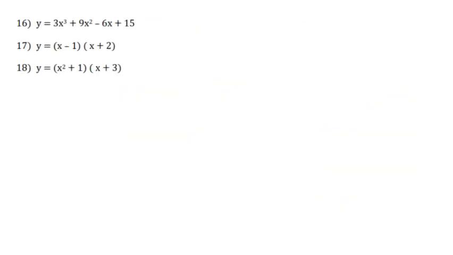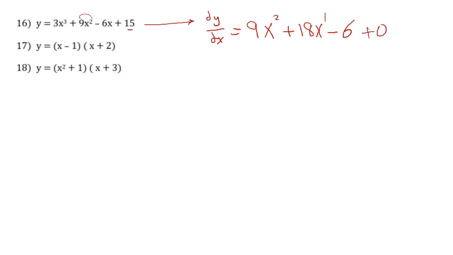Number 16, y is equal to 3x to the power of 3 plus 9x squared minus 6x plus 15. And as we can see, it's written in terms of power of x, so directly I can find dy by dx for each term. 3x to the power of 3, I'm going to put down the exponent, so 3 by 3 is 9, subtracting 1 from the power, so it's x squared. Plus 2 multiplied by 9 is 18, subtracting 1 from the power, so it's x to the power of 1. Minus 6x, its derivative is 6. And 15 is a constant, so its derivative is 0, that we don't write. So we don't write plus 0.